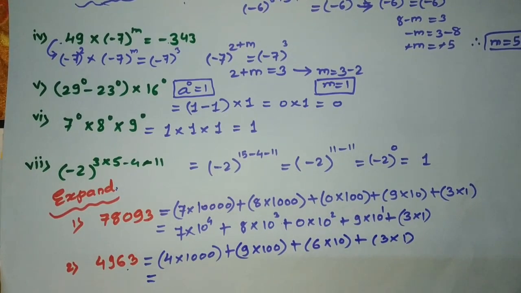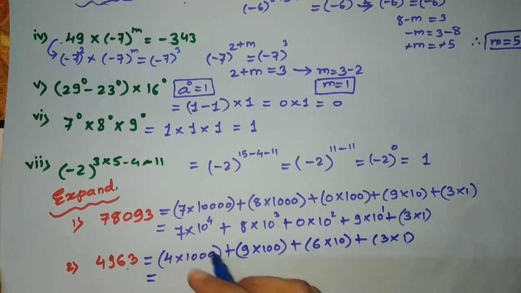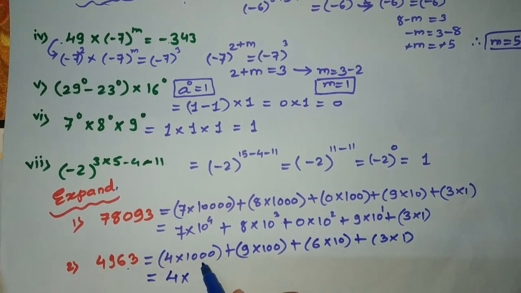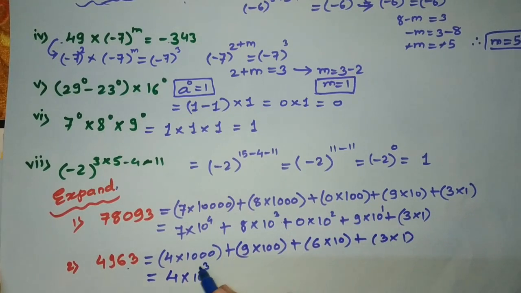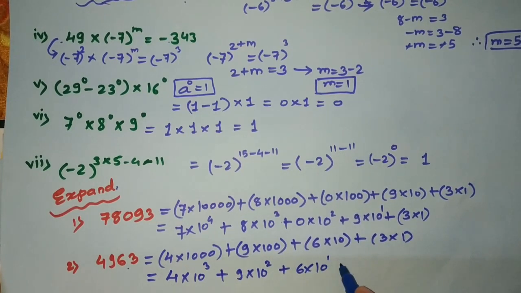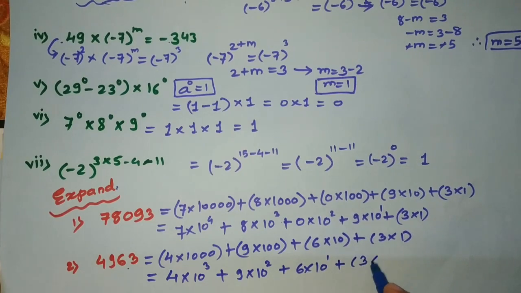Now write in terms of expanded form. That is 4 into this 1000, I can write 10 multiplied by 10 multiplied by 10, which is nothing but 10 cube, plus 9 into 10 square, 100 is nothing but 10 square, plus 6 into 10 to the power 1, and finally 3 multiplied by 1.